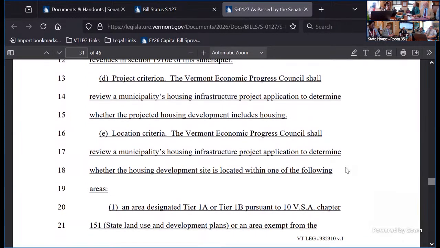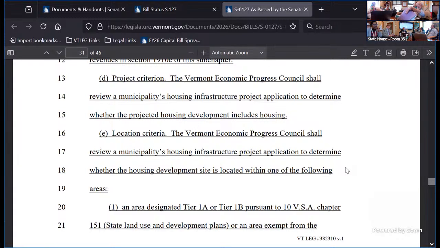Subsection D is your project criterion. This is when we were talking before about what housing development is, like what has to be included in that housing development. We're thinking about the project criterion. And in this case, for TIF districts, we have something like 3 of 5 and 2 of 3 for your project criteria plus your location criteria.